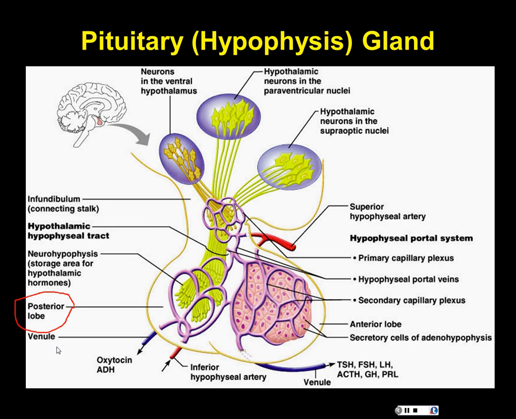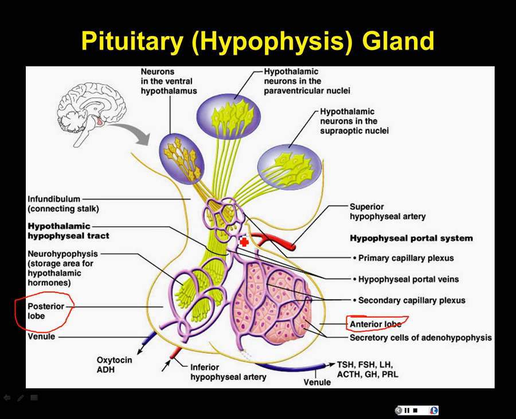Conversely, on the anterior lobe, we have what type of tissue? Doesn't look like a nerve at all. What'd you say? Endocrine, thank you. Yeah, we have good old endocrine tissue in there.